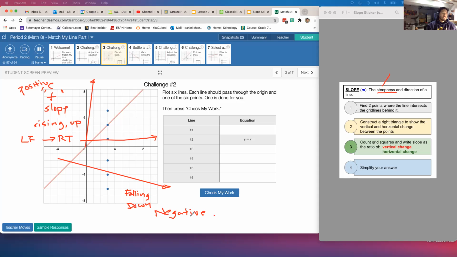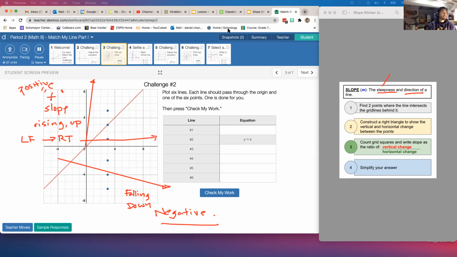Okay? Some basics about a line. So when we say steepness, we mean how close that line is to the y-axis. And when we say direction, we're saying, is it rising with a positive slope as you look at it going from left to right? Or is it going down or falling as you look at it going from left to right, in which case it will have a negative slope. Okay, so that's what slope is.